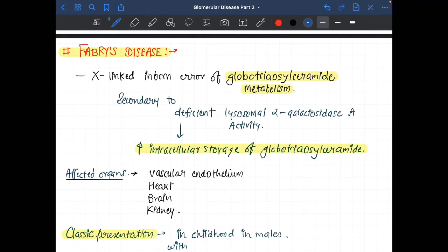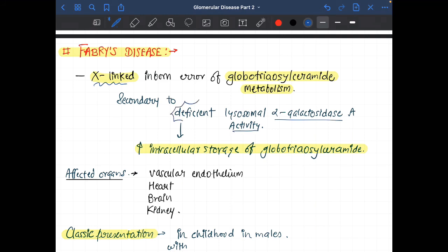Next we will talk about Fabry's disease, X-linked. Take note, this is an X-linked disease, an inborn error of globotriaosylceramide metabolism. This is secondary to deficient lysosomal alpha galactosidase A activity.